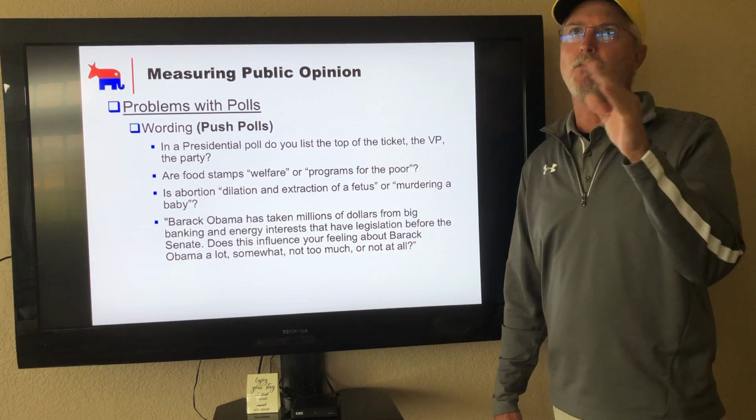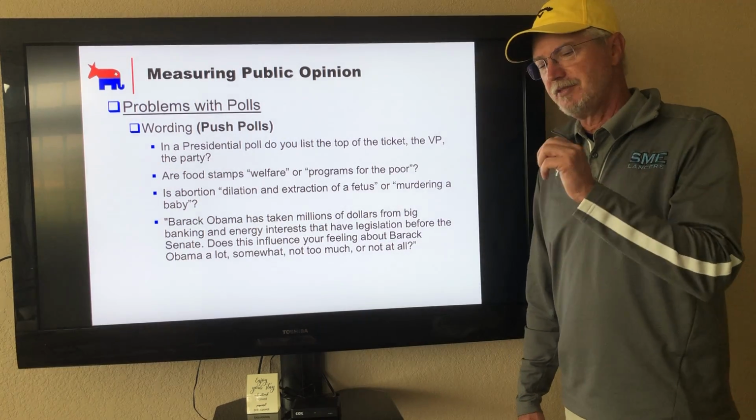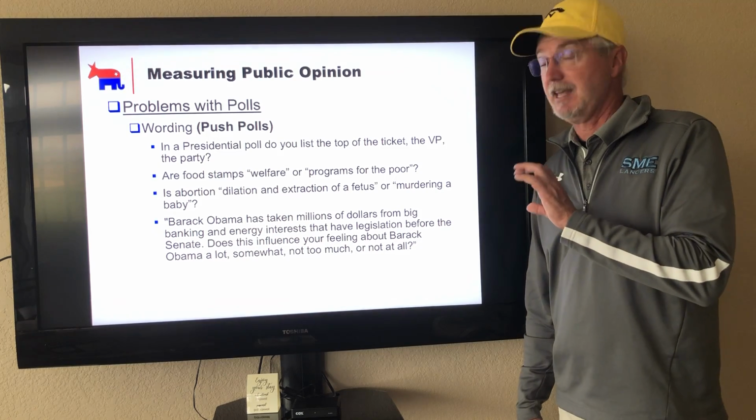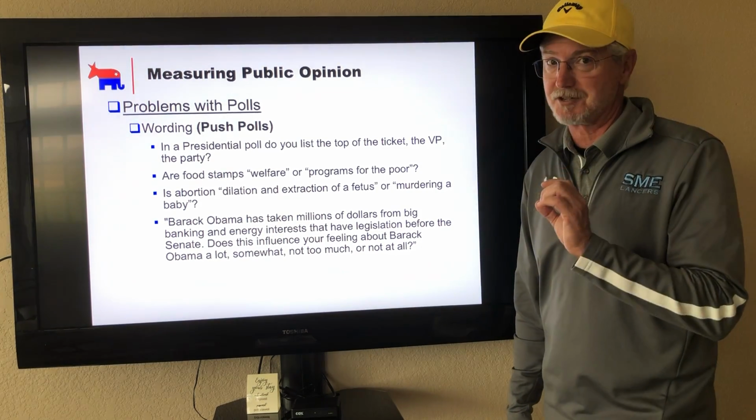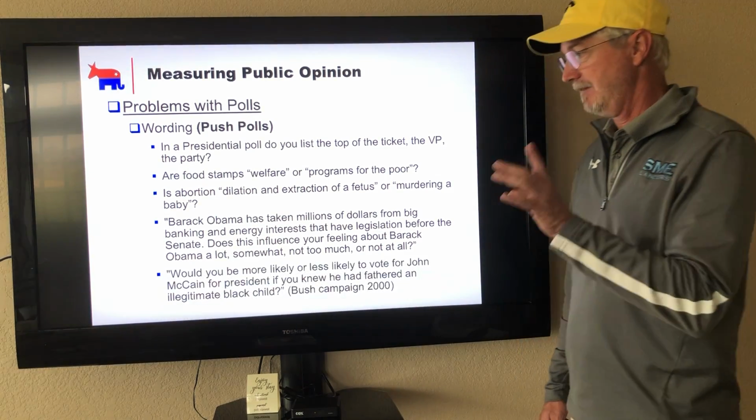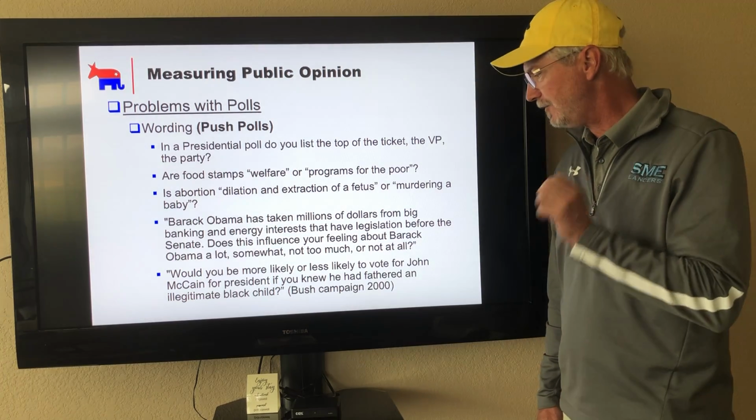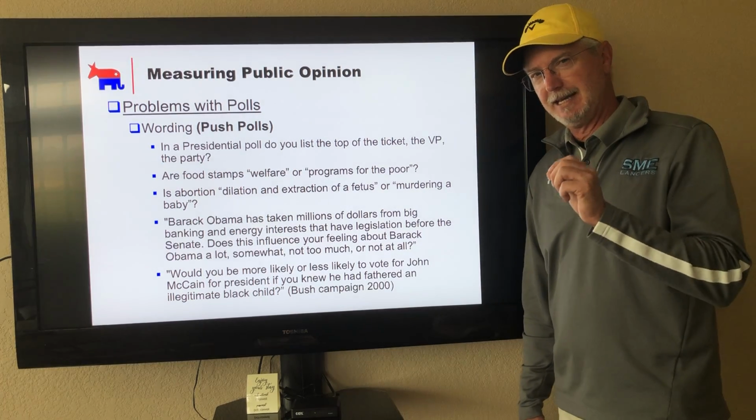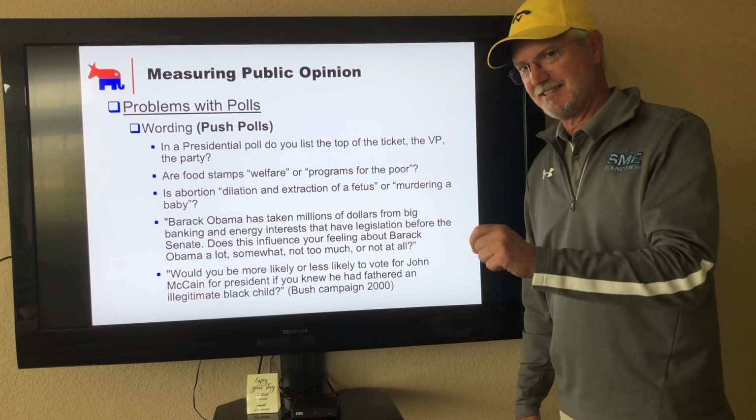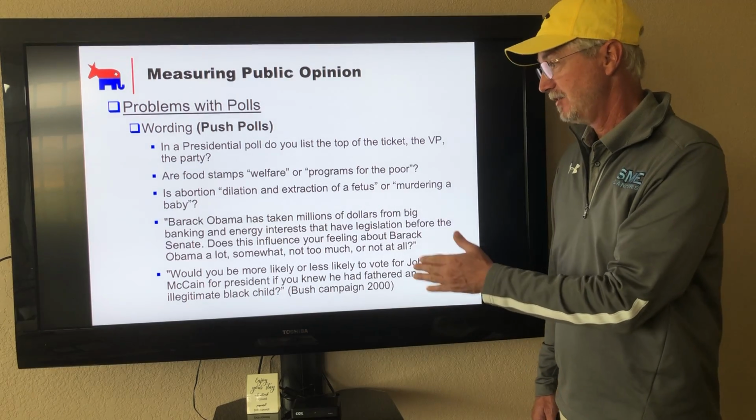The fourth primary that year, I believe, was in South Carolina. So the George W. Bush campaign did a poll in South Carolina, and they used a push poll. They used the wording of a question. And this is awesome because this was the question in South Carolina: would you be more likely or less likely to vote for John McCain for president if you knew that he had fathered an illegitimate black child? That was the question, from the Bush campaign in 2000.